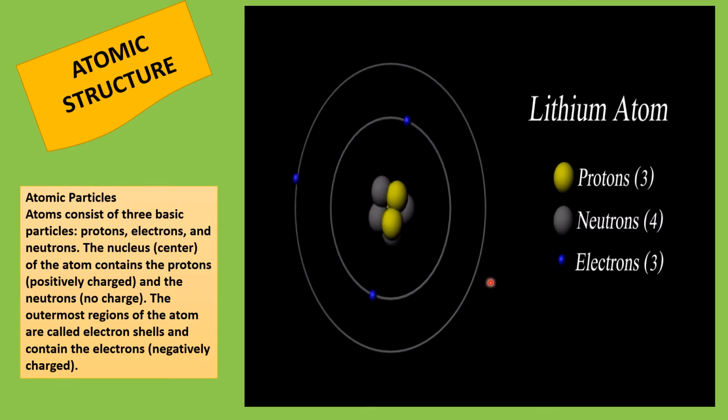So through the orbit, this blue color electrons are rotating. Okay, this is the first shell or first orbit. According to 2n square formula, maximum number of electron in this orbit is 2. So 2 electrons are rotating and the last electron or third electron is rotating in the second orbit.